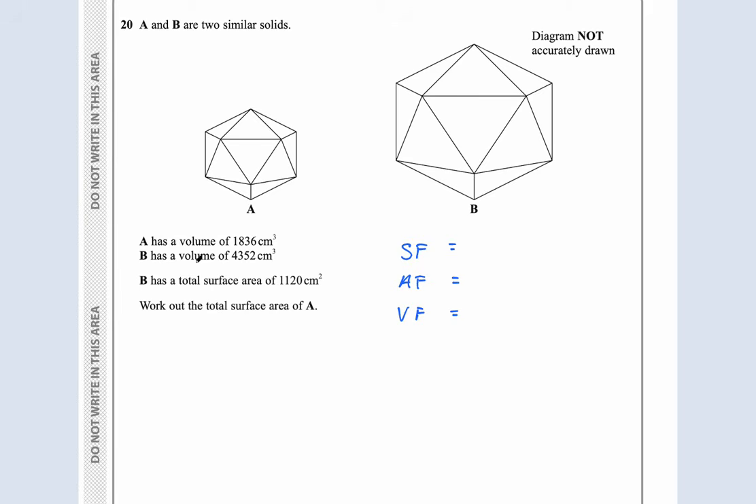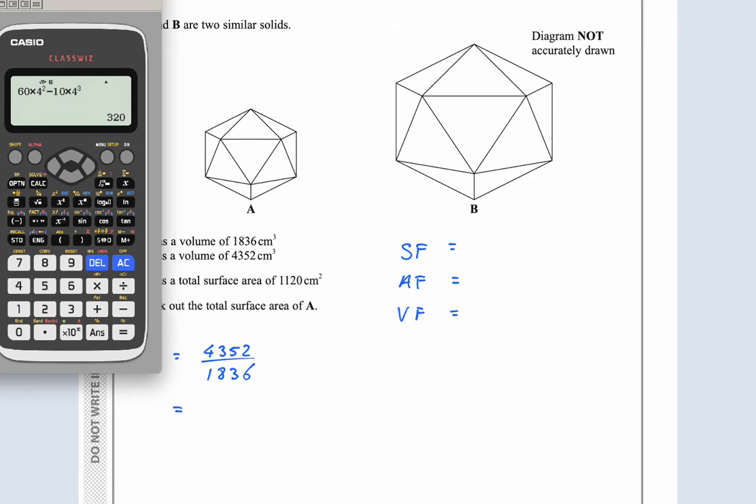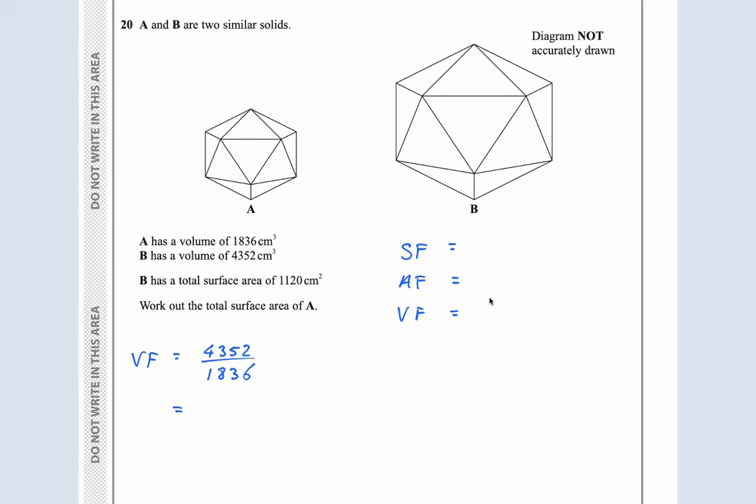So the volume factor is B's volume, 4352, over A's volume, which is 1836. Now this is maybe a nice number, 4352 divided by 1836. That is a nice number, guys. I'll show you why in a second. 64 over 27. So the volume factor, and I'm going to leave it as a fraction, is 64 over 27.